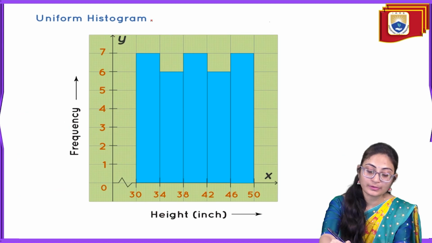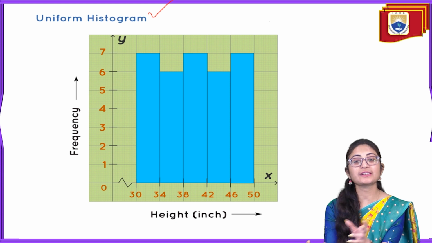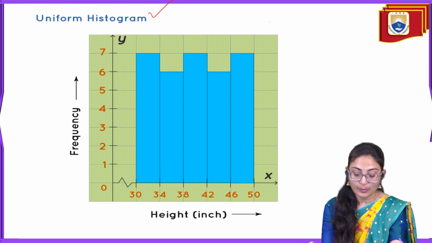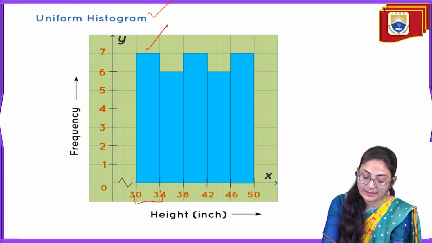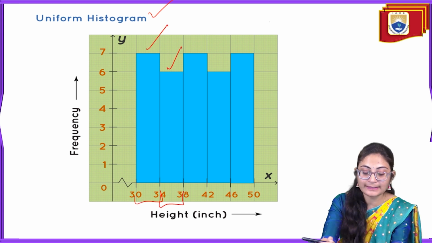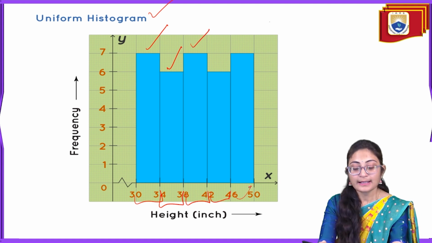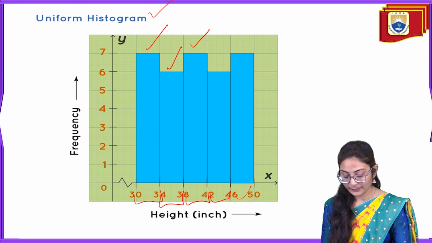Now, in a uniform histogram, what will happen? Generally, the height of the bars will be the same. Mostly it will be the same. For example, 30 to 34 it is showing 7, 34 to 38 again 6, 38 to 42 7, again 6, again 7. That means near about the height will be the same.